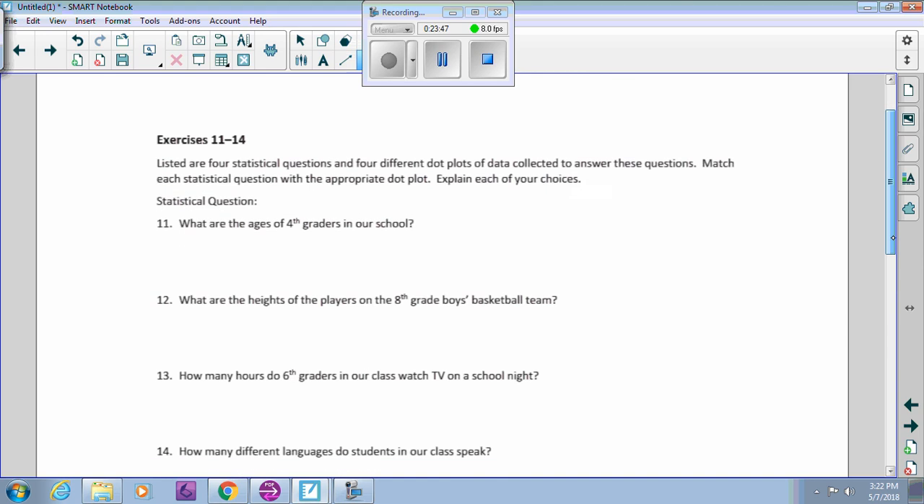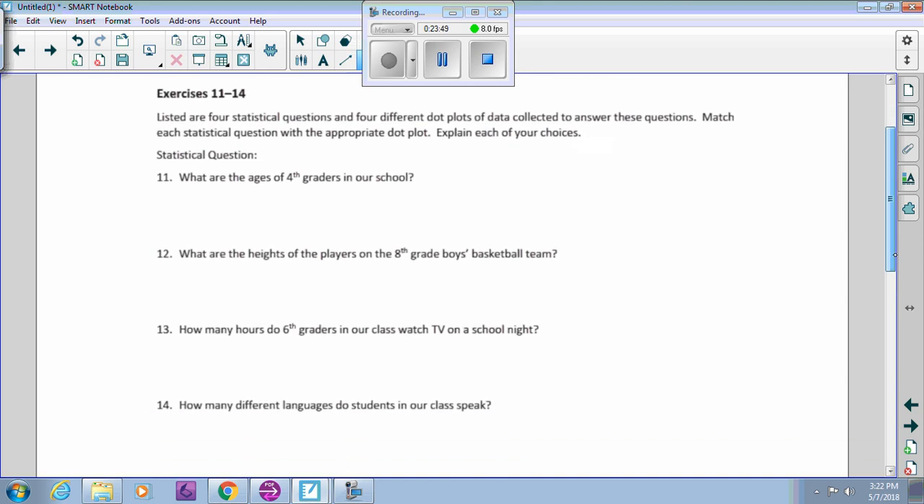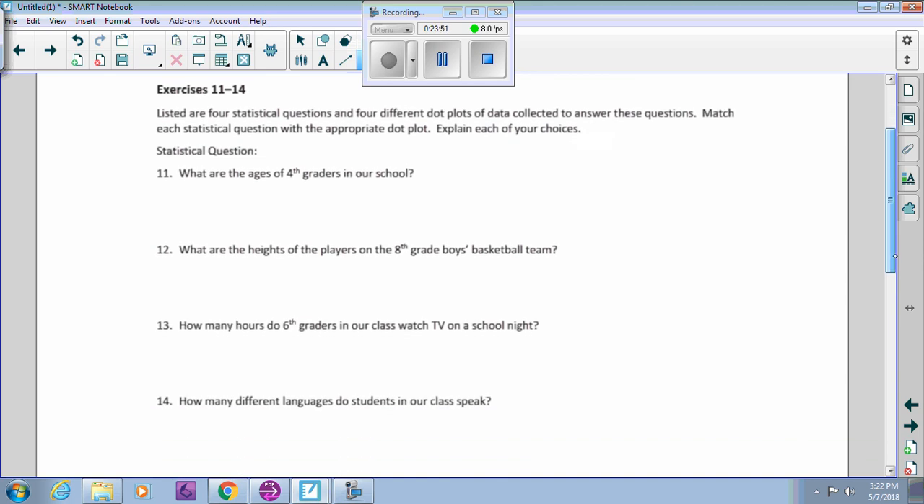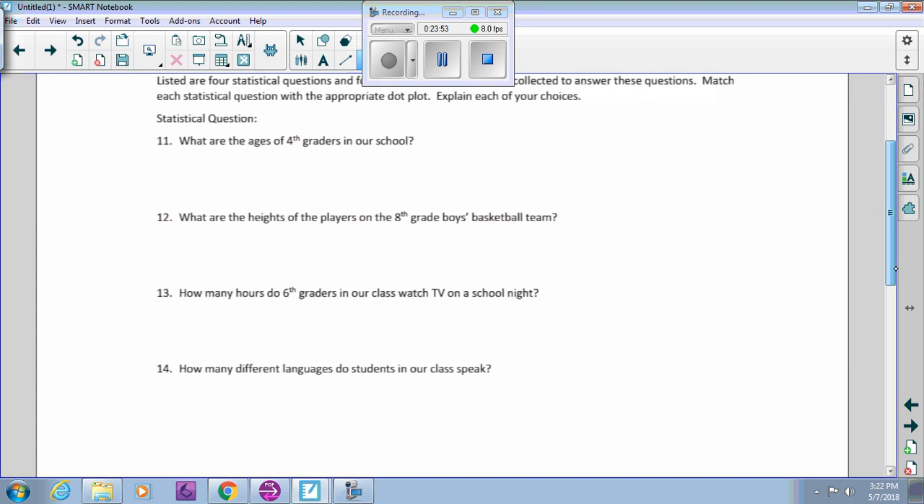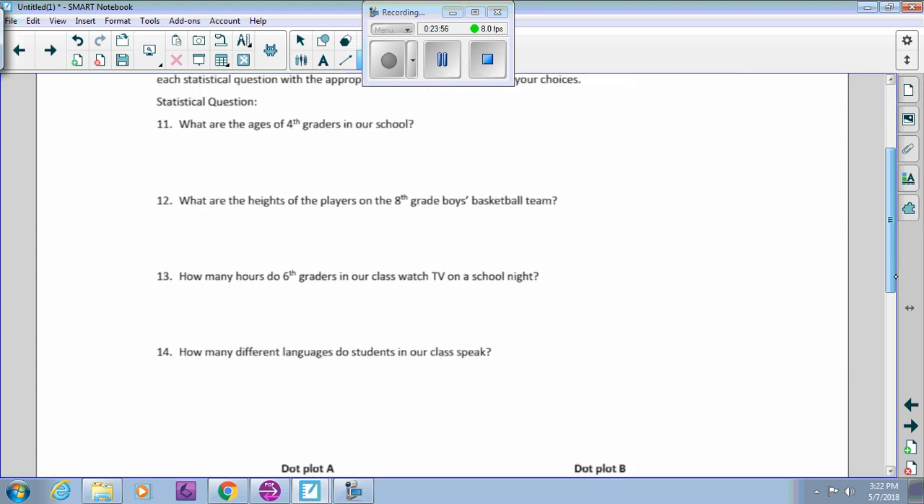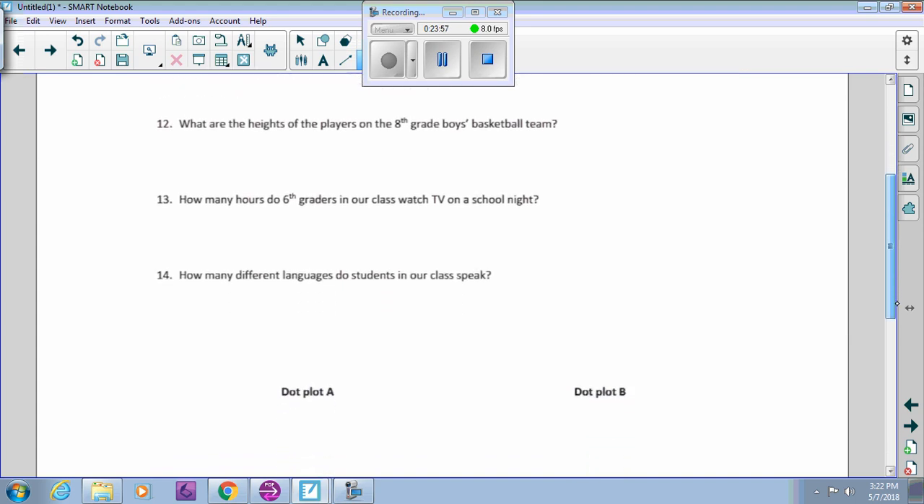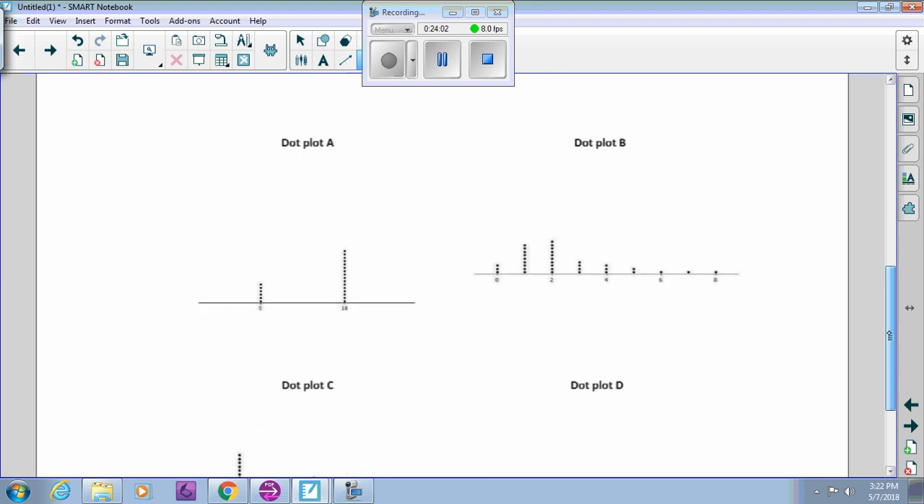So, what are the ages of 4th graders in our school? What are the heights of the players on the 8th grade boys basketball team? How many hours do 6th graders in our class watch TV on a school night? And how many different languages do students in our class speak? So let's look at these and think about which ones make sense.